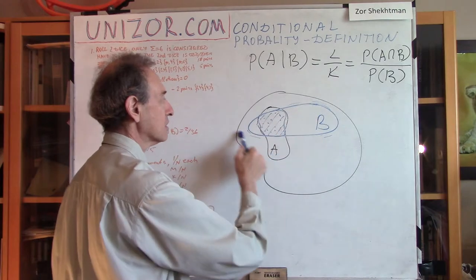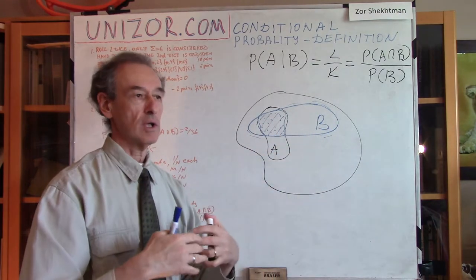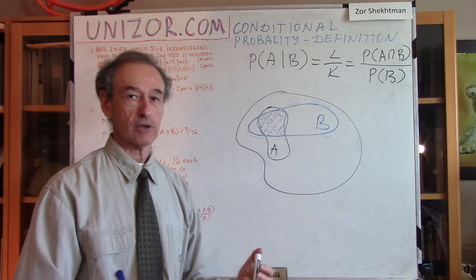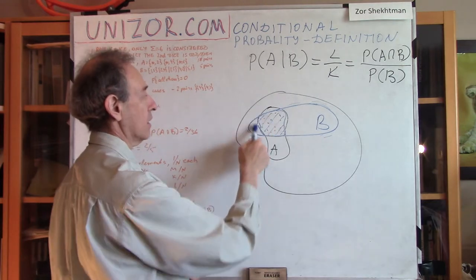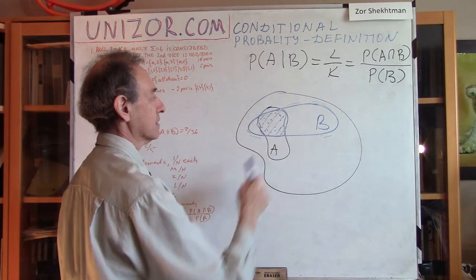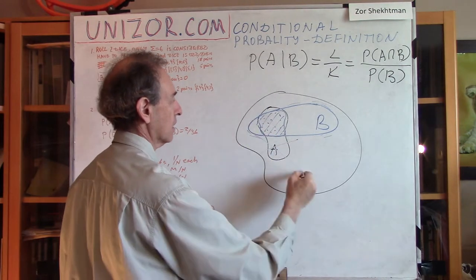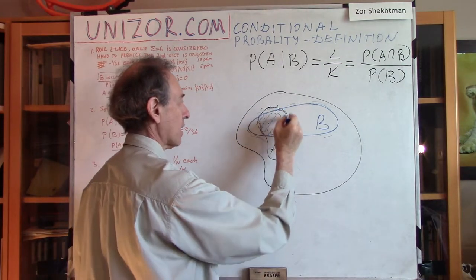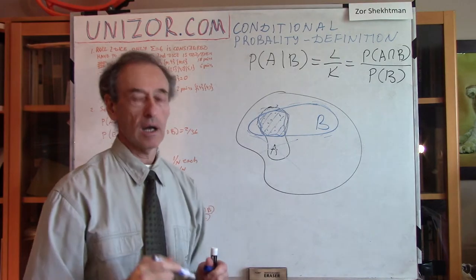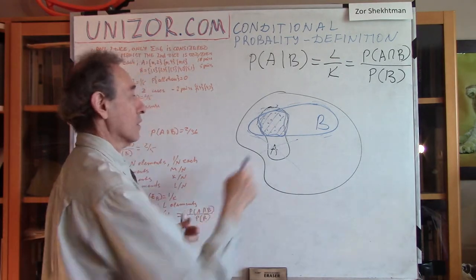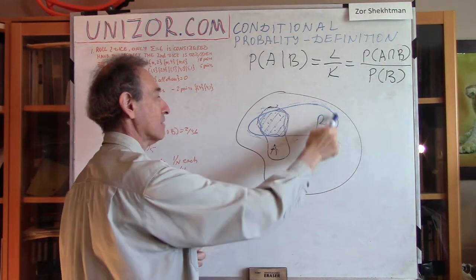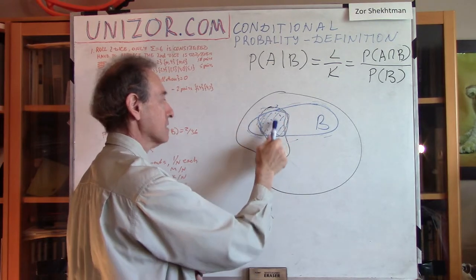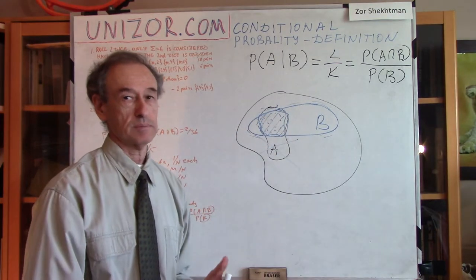So the condition establishes a new field where the game actually occurs. Everything which is outside can be just completely ignored, these pieces. And only whatever is happening inside is important. So, what part of the inside of the B belongs actually to A? That's their intersection, right?